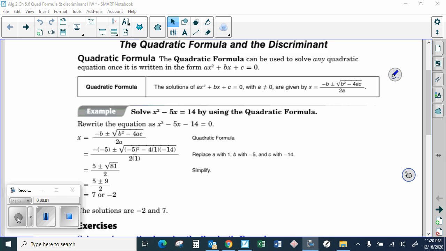Okay, students, we're going to see about solving the quadratic by the quadratic formula. We just did it last time by completing the square. We've done it by factoring. We've done it by graphing. Now we have a quadratic formula.